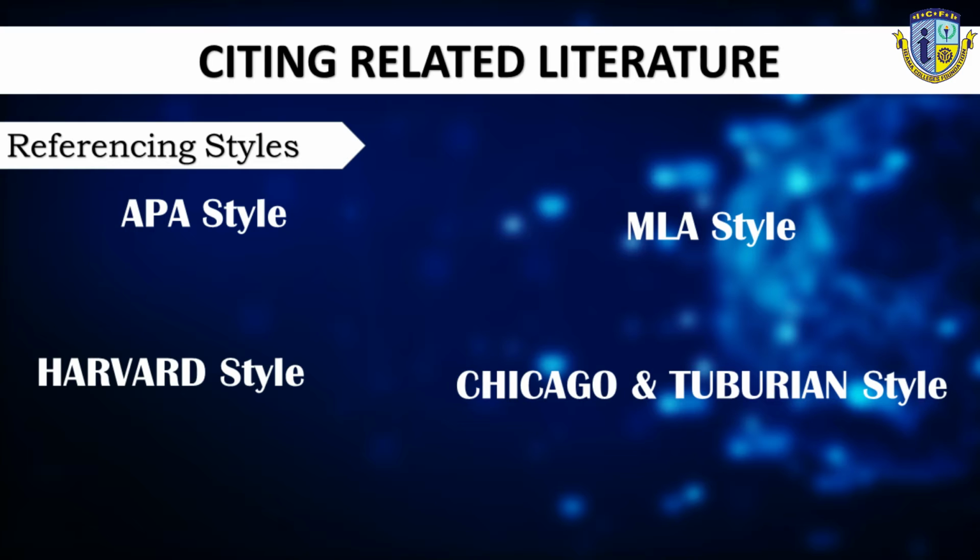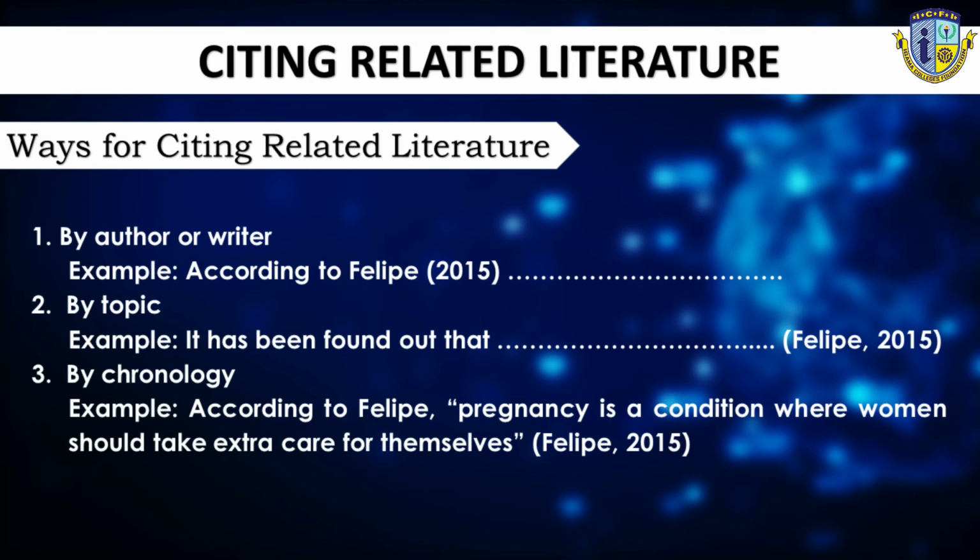Though there are choices from different referencing styles, you should use the particular style your school recommends. And in our case, here in Igama Colleges Foundation Incorporated, ladies and gentlemen, we will be using the APA style. Here are ways also for citing related literature. By author or writer, state it as, according to Felipe, open and close parentheses, the date, and then state the information.